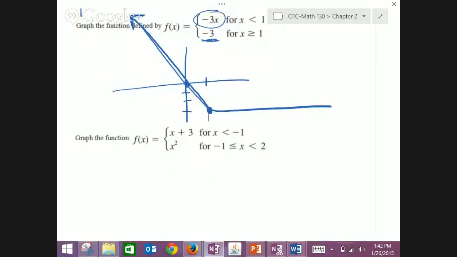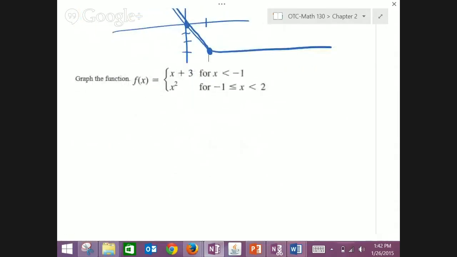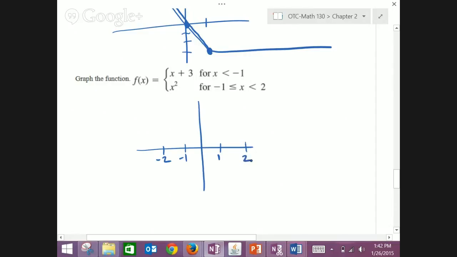Look at the next one. Very similar to the kind of one we did before with an x squared and then an x plus 3. So looking at maybe minus 1, minus 2, 1, and 2. For x that's less than minus 1, it's going to be this function. So if I plug in minus 1 here, minus 1 plus 3 is a positive 2. Sorry, minus 1 plus 3 is a positive 2. So that's an open circle because it means it doesn't include minus 1.